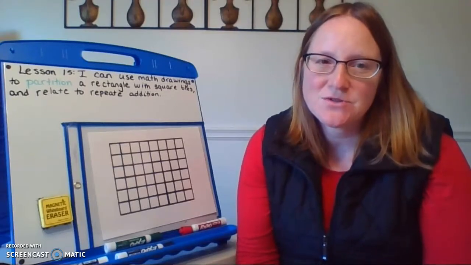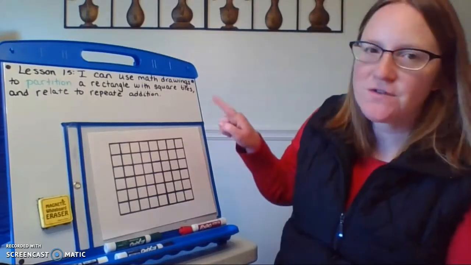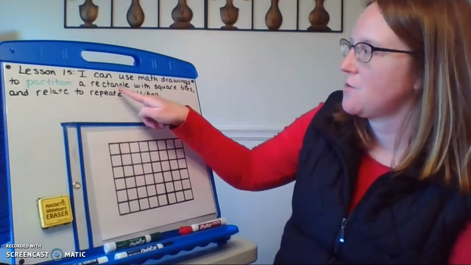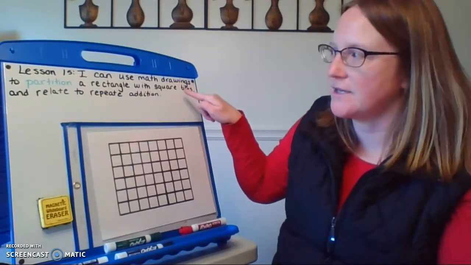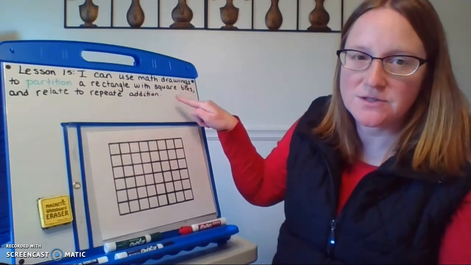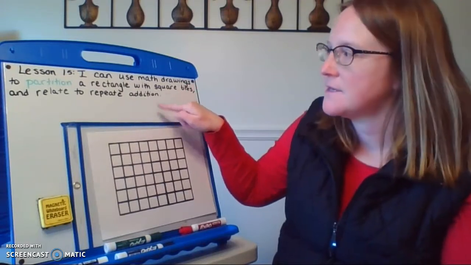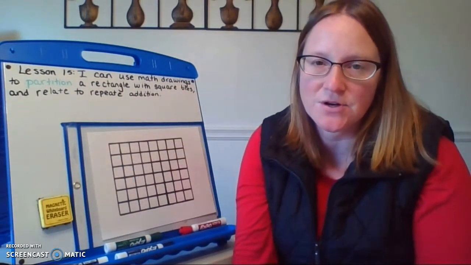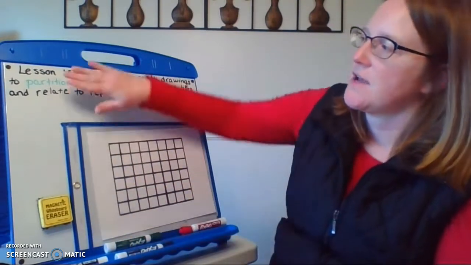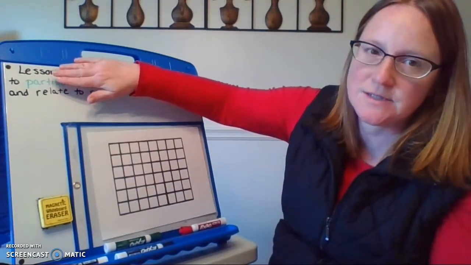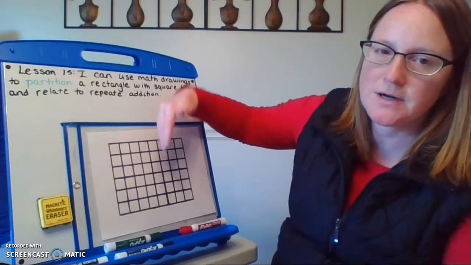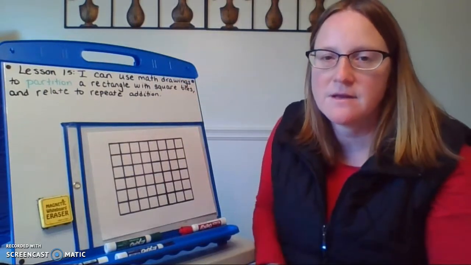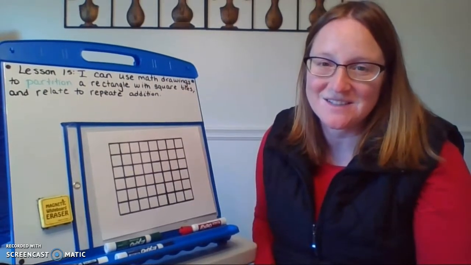Hey second graders, today we're doing lesson 15 and our focus is I can use math drawings to partition a rectangle with square tiles and relate to a repeated addition sentence. Now I highlighted that partition word since you might not have heard it. It is thinking of it as a part. It has the word part in it. So we're making parts of a rectangle to make an array and then writing an addition sentence.